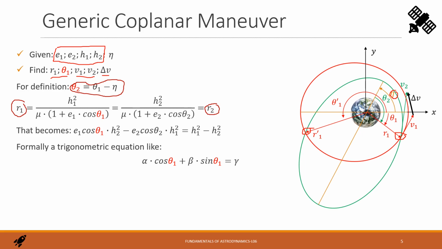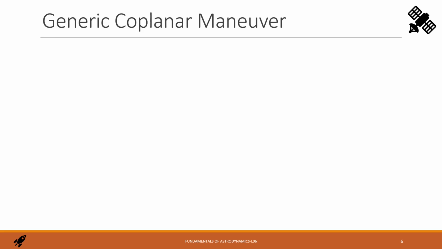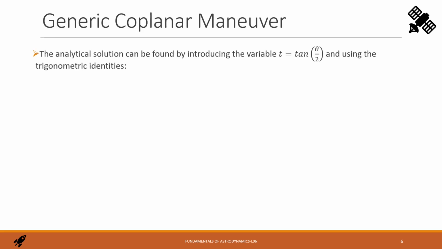And this equation is a trigonometric one that we can express in the form alpha cosine θ1 plus beta sine θ1 equals gamma, where alpha, beta, and gamma are constant values displayed in the bracket. This equation we can solve either numerically or analytically. The analytical solution is possible by replacing the trigonometric functions cosine theta and sine theta with the variable t equals tangent of theta half and using the identities here displayed.